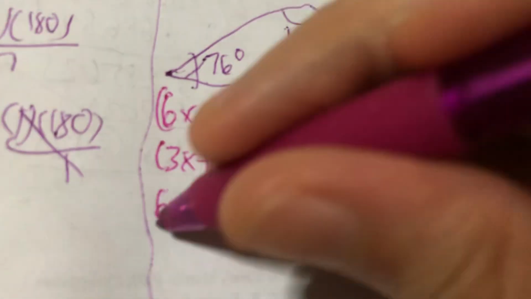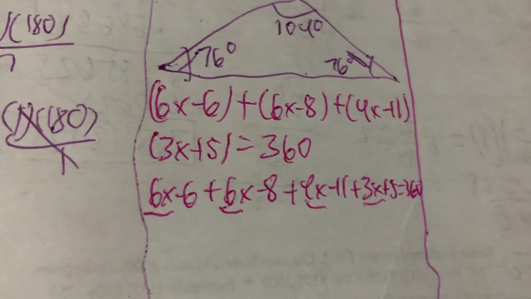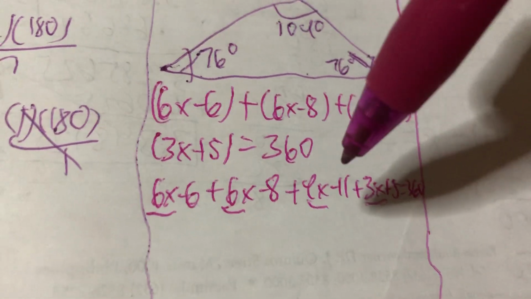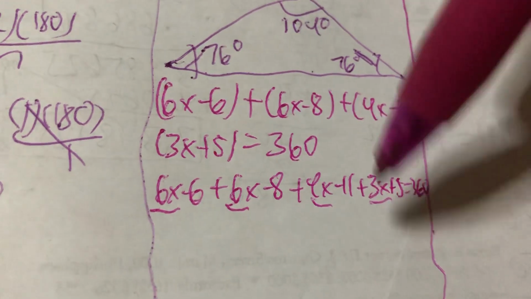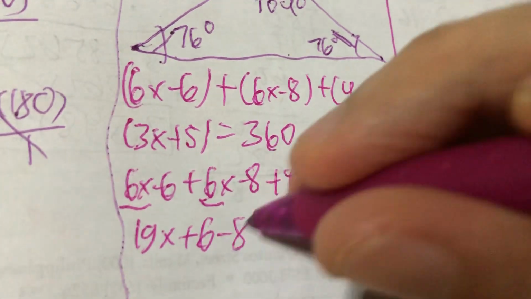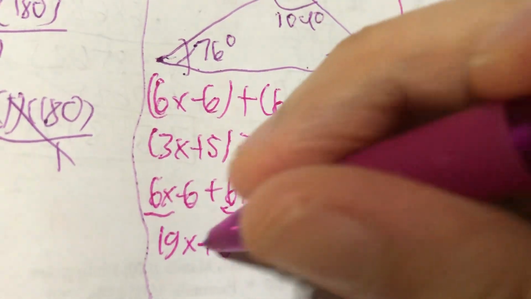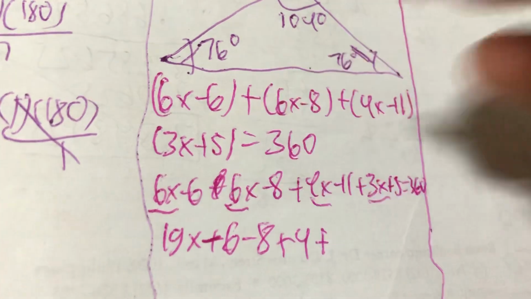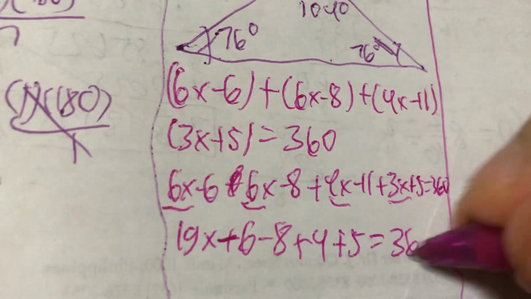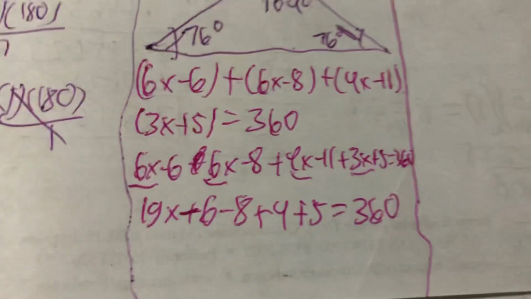With that, you can combine like terms. Combine the x's first. 6x plus 6x equals 12x. Then 16x plus 4x, 19x. So you have 19x plus 6 minus 8 plus 4 plus... I'm sorry, that's supposed to be minus. Minus 6. Plus 5 equals 360 degrees. When you do algebra, also be very careful with your signs.